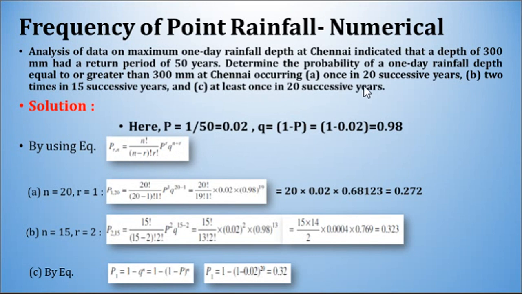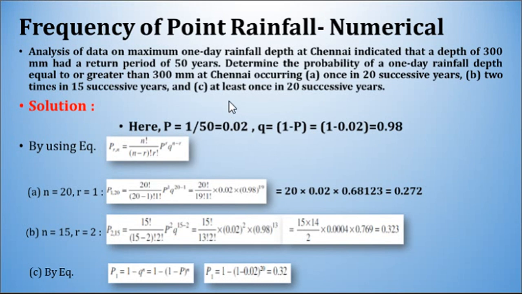So here in the first case, r is equal to 1, once in 20 successive years. So r equal to 1 and n is equal to 20. If you put the values and calculate, you will find that the probability of occurrence of the event having rainfall equal to or more than 300 mm for a day will be equal to 0.272. Second case, 2 times in 15 successive years. So r is equal to 2, n is equal to 15. If you put the values, you will get the probability as 0.323.